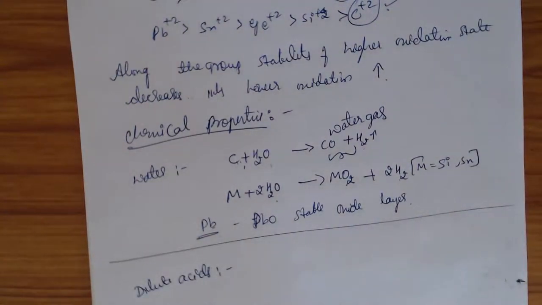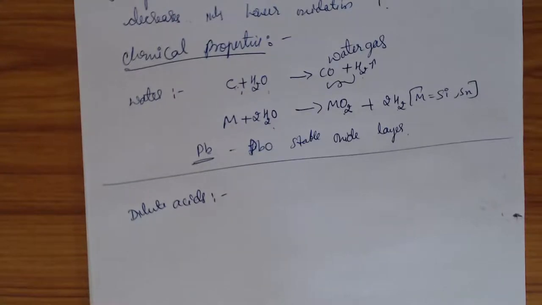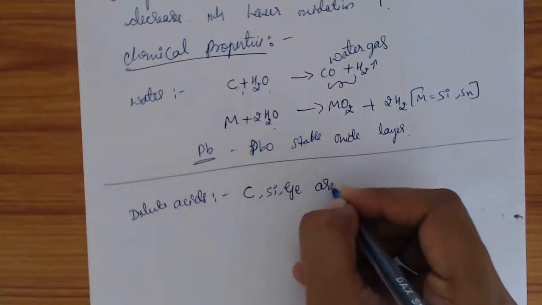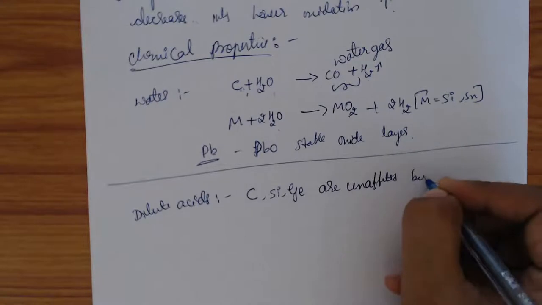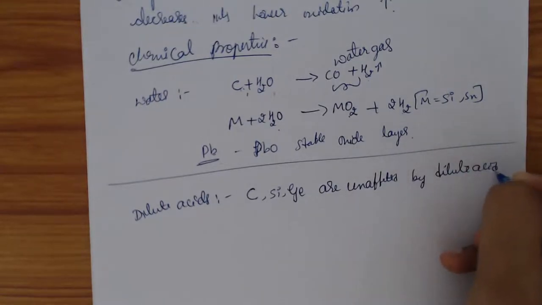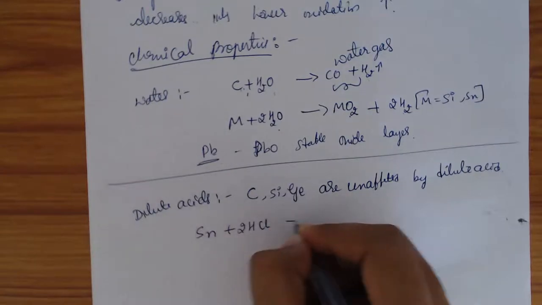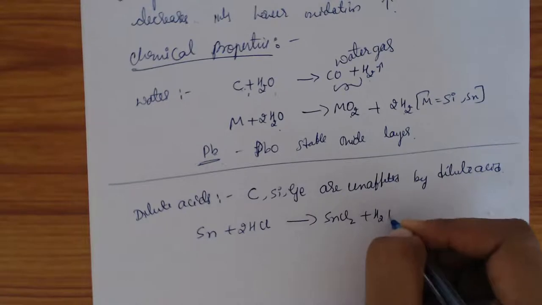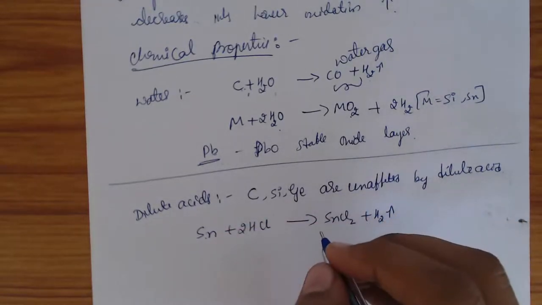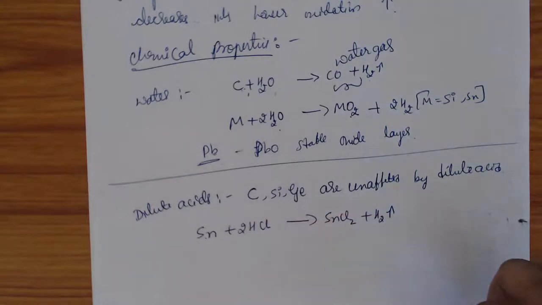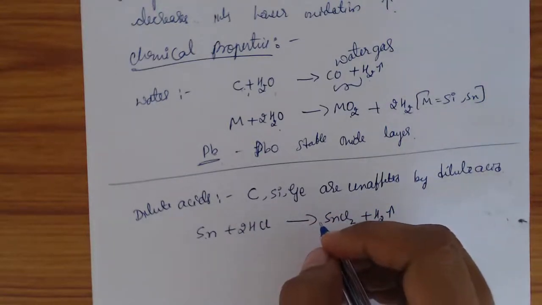Next, if you want to react the group 14 elements with dilute acids, then what happens? Carbon, silicon, germanium are unaffected by dilute acids. Remember, I'm mentioning dilute acid. In dilute acid, only Sn will react to form SnCl2 with the liberation of H2. When a metal reacts with acids, it forms salt with the liberation of hydrogen. It is a slow reaction with dilute acid. With concentrated acid, it is a strong reaction.